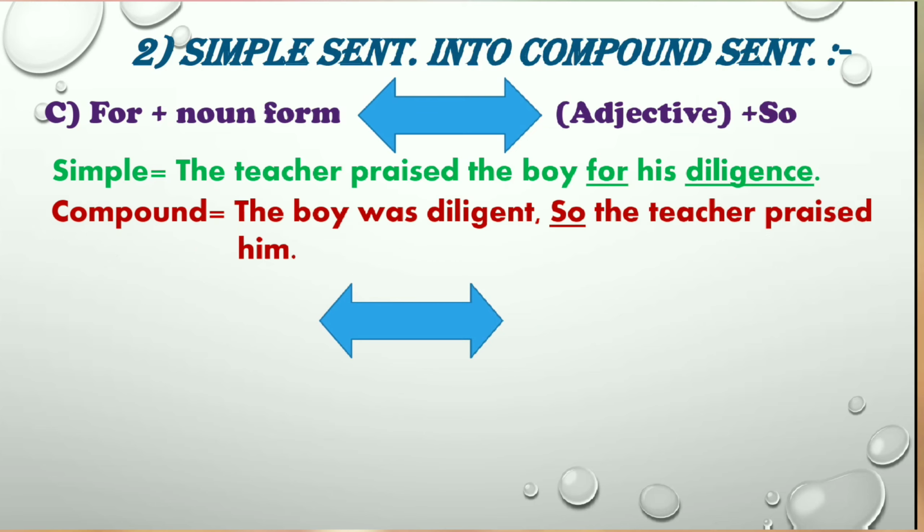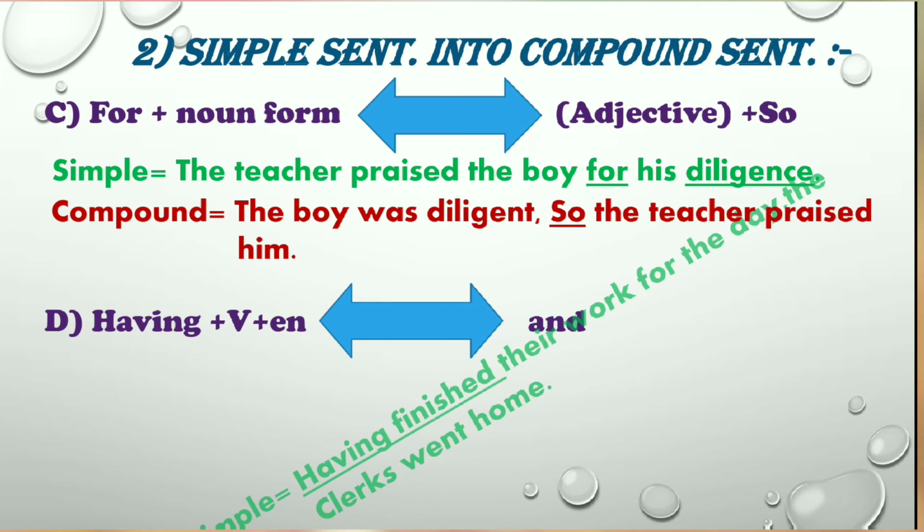So now our compound sentence will be like this: The boy was diligent, so the teacher praised him. I just use the adjective form of the noun form and so. Now another way: having plus verb en, the past participle of the verb. We can remove it and use and.